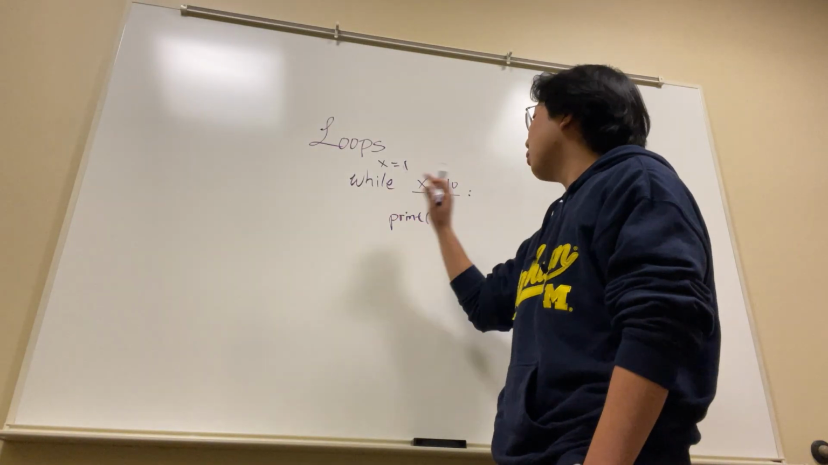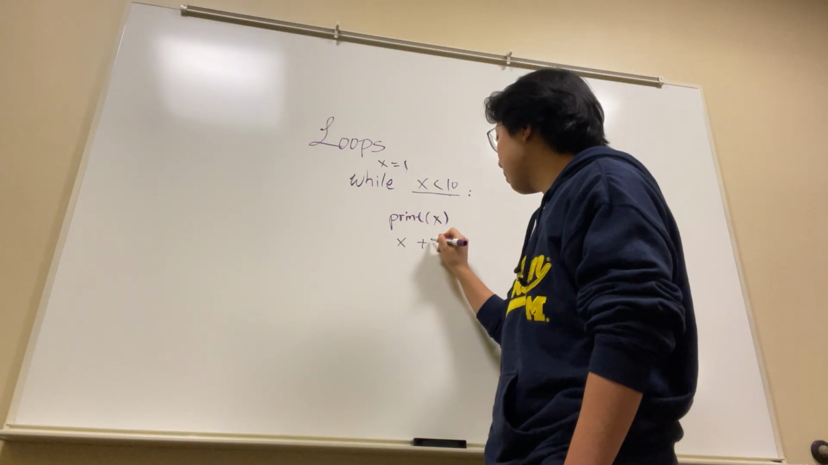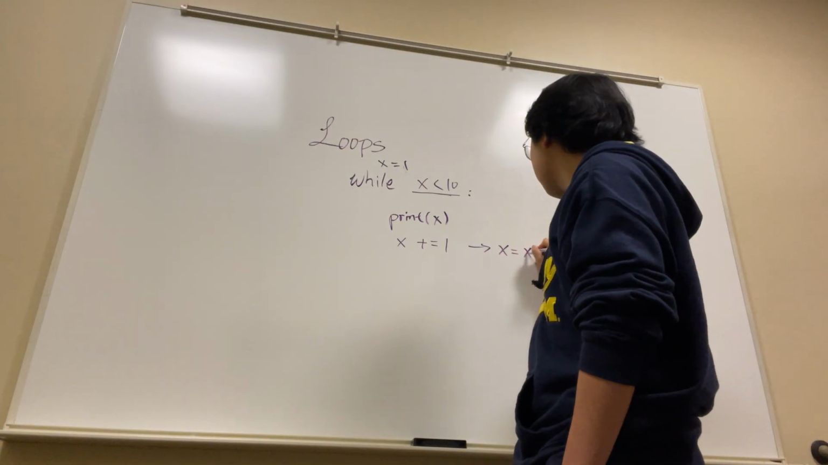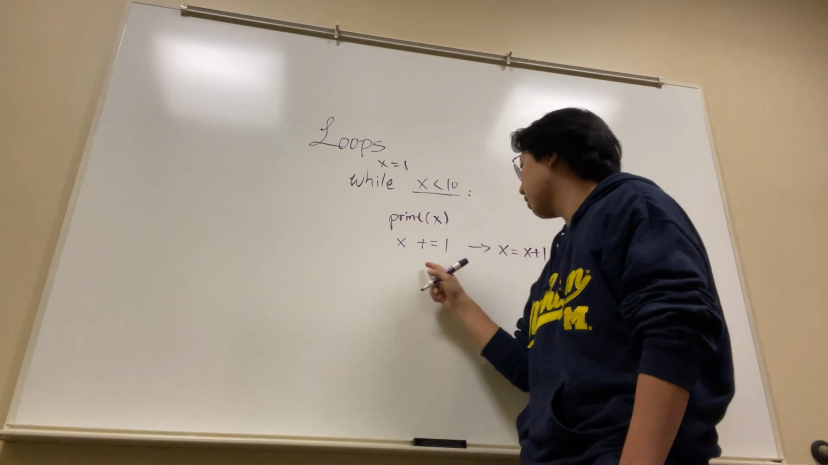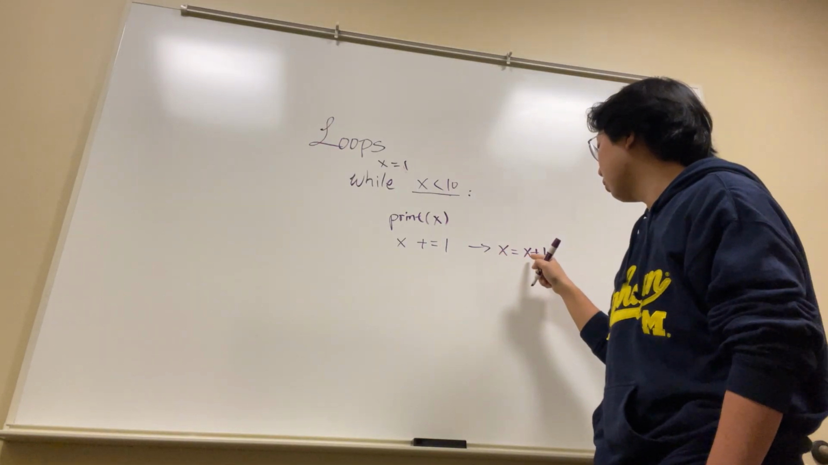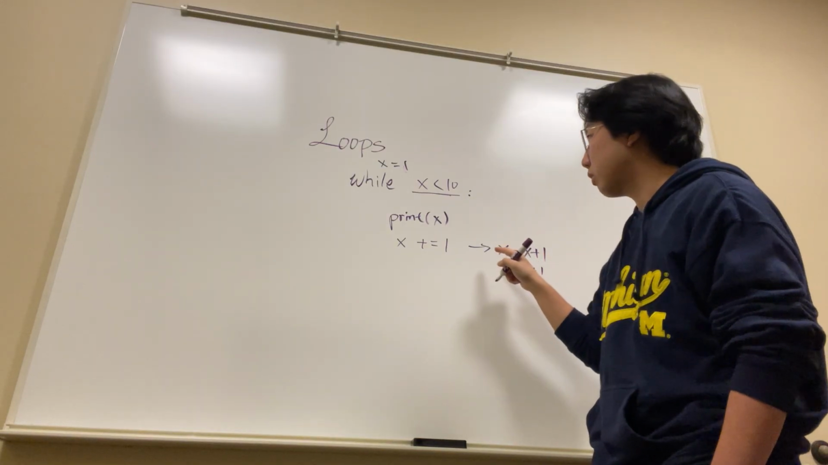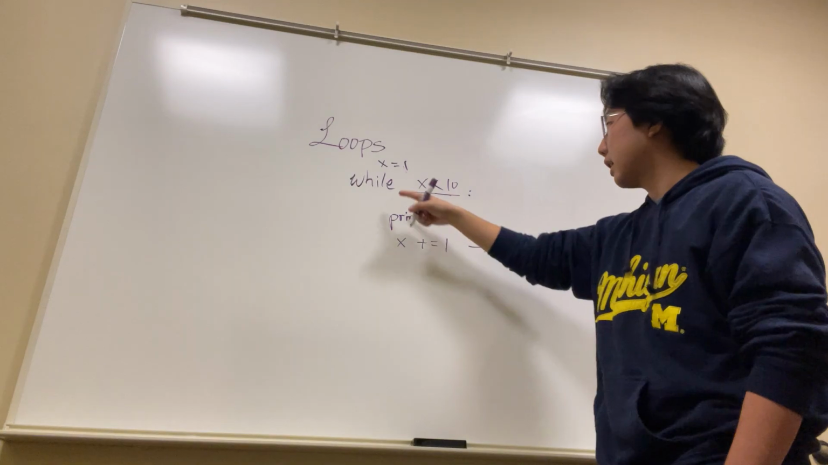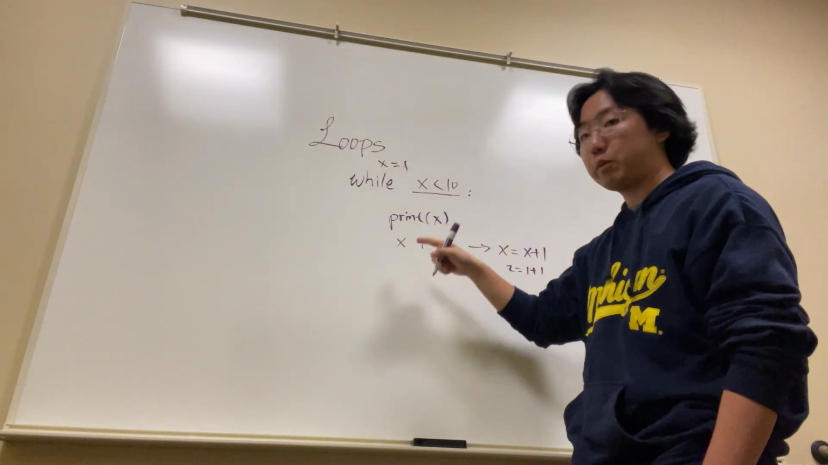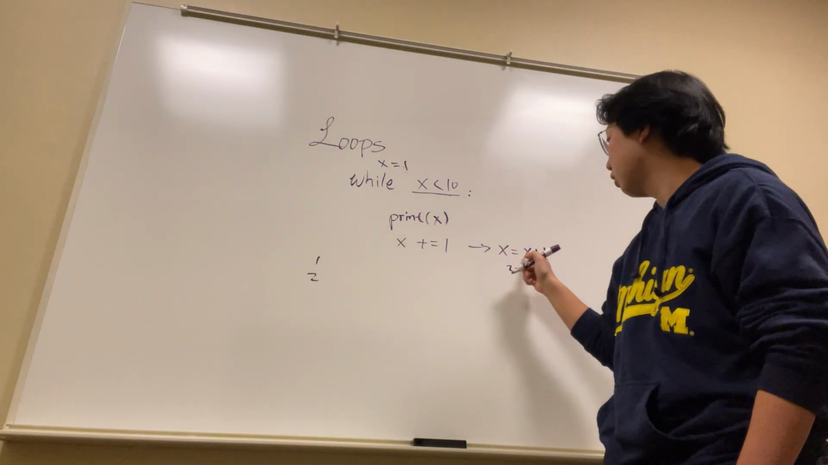So what you want to do is update this x, right? You want to do x plus equals 1, which is the same as x equals x plus 1. If x is 1, then x equals x plus 1 will be 1 plus 1, which is 2, right? So x will be 2, and 2 is still less than 10. Since x is now 2, we'll print 2. So you'll print 1, then 2, and then 2 plus 1 is 3.